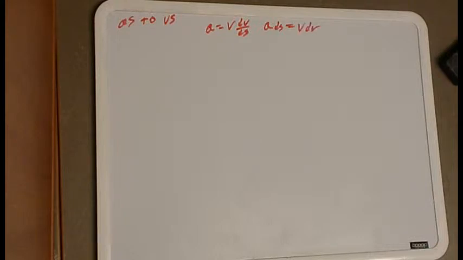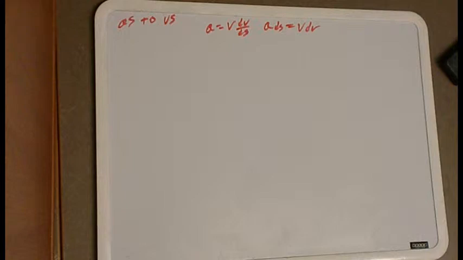This equation comes from the standard equations, which is V is equal to ds over dt, and A is equal to dV over dt. You solve for dt and set them equal to each other, then integrate, and that's how we got this equation. Let's start off with an example.